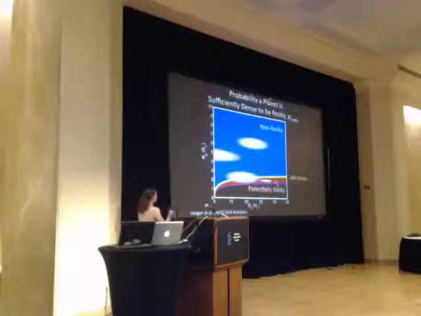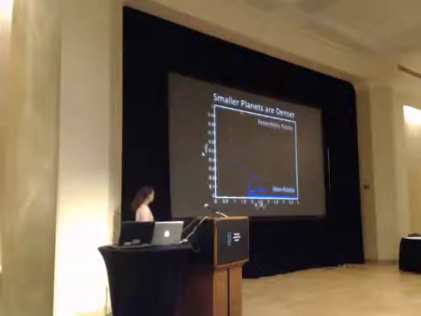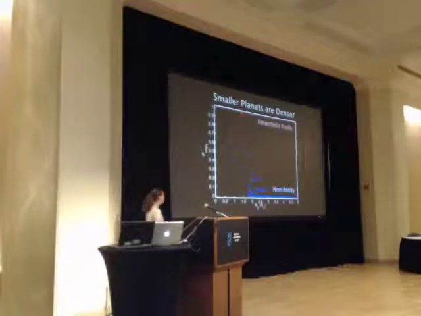Okay, so evaluating P rocky for all transiting planets with mass constraints known to date, here's what we find. So this is planet radius and this probability of being rocky on the y-axis. As you can see, smaller planets are more likely to be dense enough to be rocky. Planets larger than 2 Earth radii are typically not dense enough to be rocky, and then there's this transition regime between about 1.5 and 2 Earth radii.